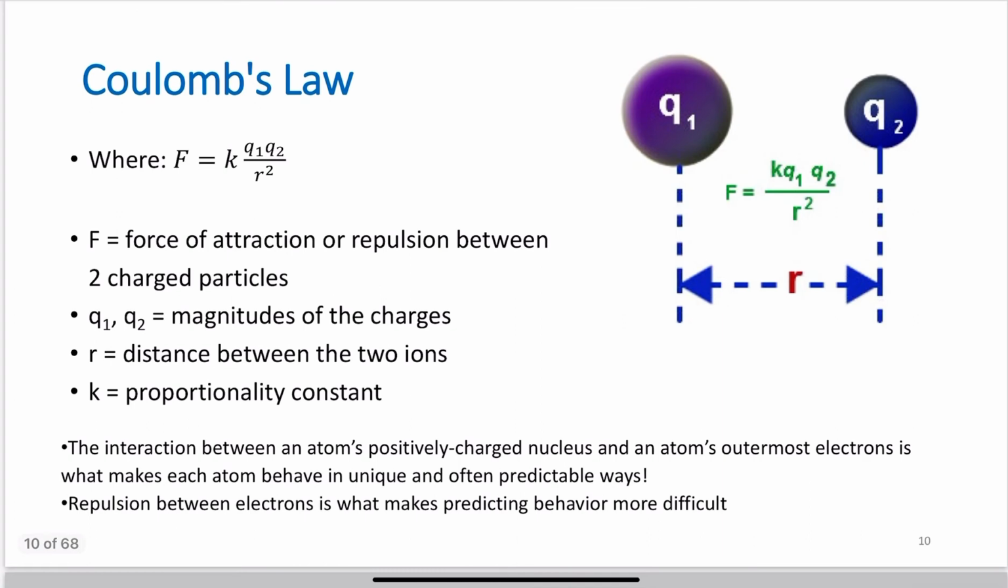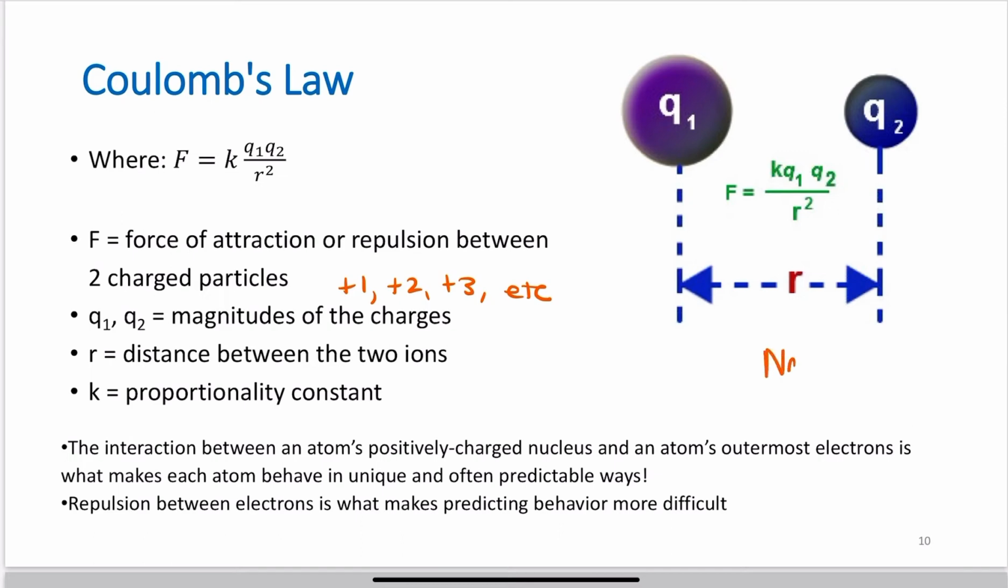So, Coulomb's law: F equals K times Q1 times Q2 divided by R squared. F is your force of attraction or repulsion between two charged particles. Q1 and Q2 are the magnitudes of the charges, meaning are they +1, +2, +3, etc. R is the distance between the two ions, and K is the proportionality constant. The interaction between an atom's positively charged nucleus and an atom's outermost electrons is what makes each atom behave in unique and often predictable ways. Repulsion between electrons is what makes predicting this behavior more difficult.